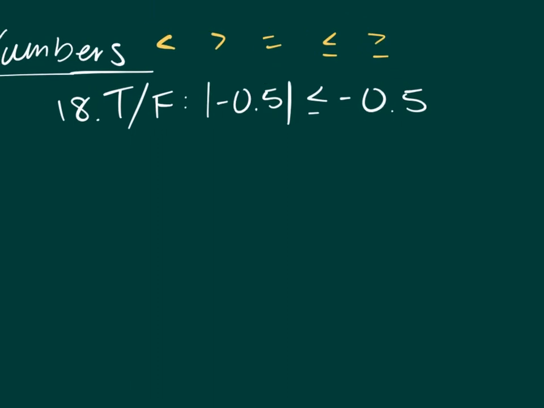For 18, we're given the absolute value of negative 0.5 less than or equal to negative 0.5. So we evaluate that absolute value to a positive 0.5. And we see that a positive value would have to be less than or equal to a negative, which we know can't be possible. So this is false.